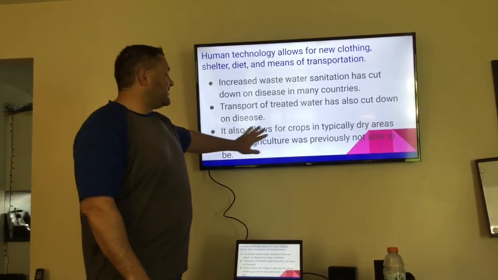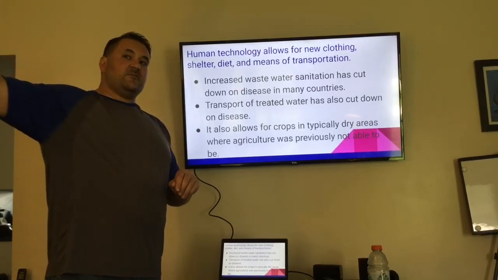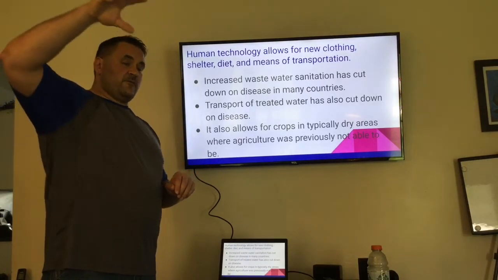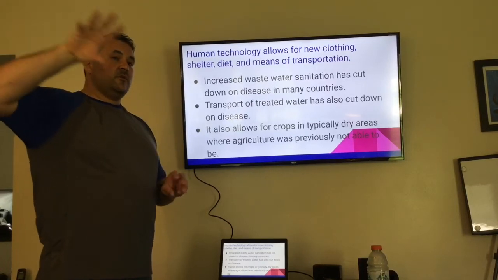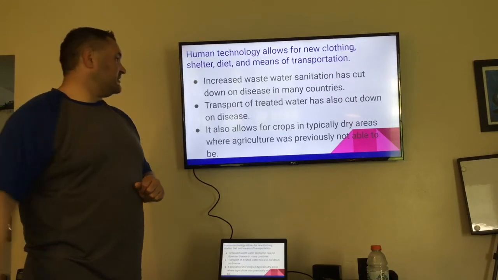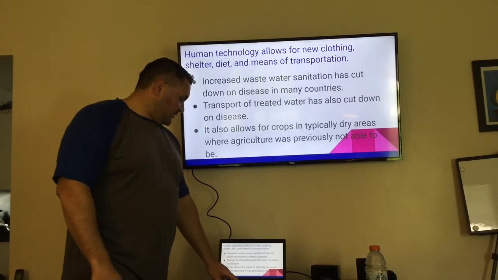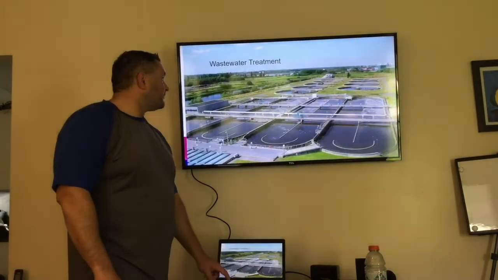We also have the ability to irrigate our crops. We have many different ways of pumping water to farm fields in drier areas so that they can produce food. The more food you can produce, the more humans can live. So we do a lot of irrigation and things like that when it comes to farm crops.